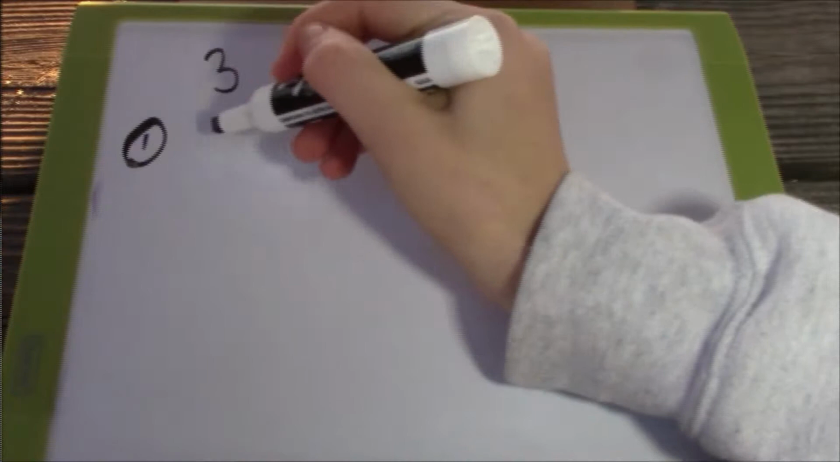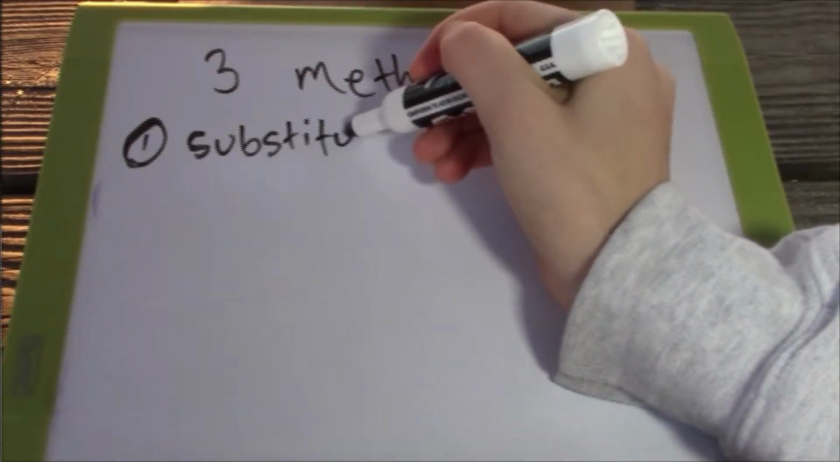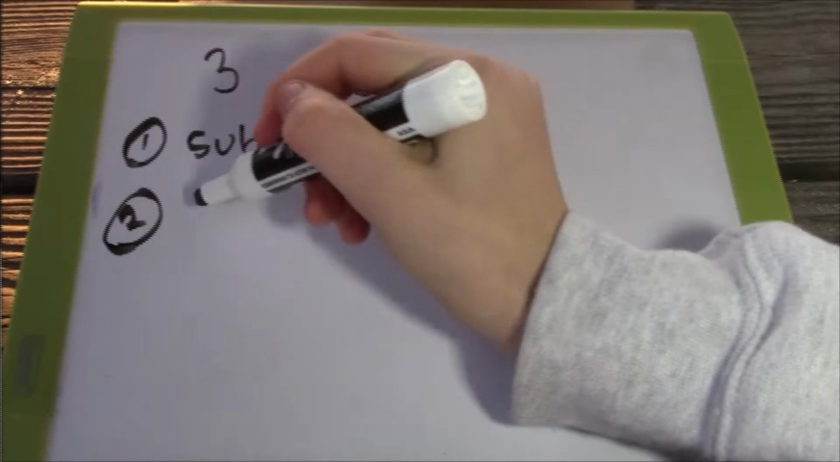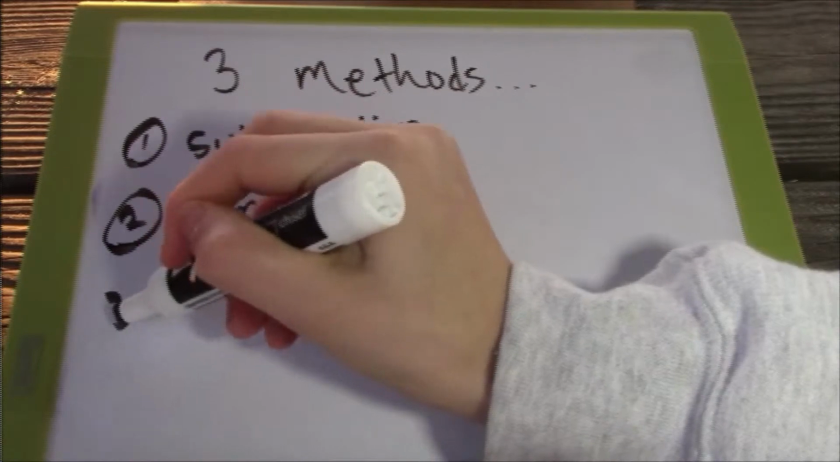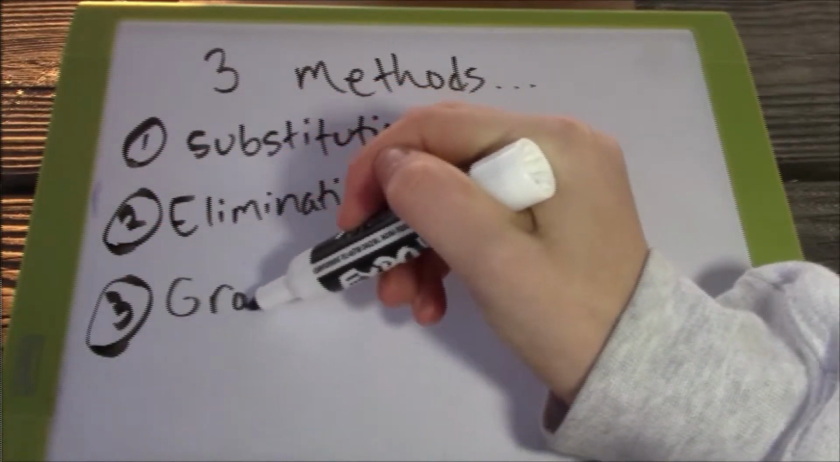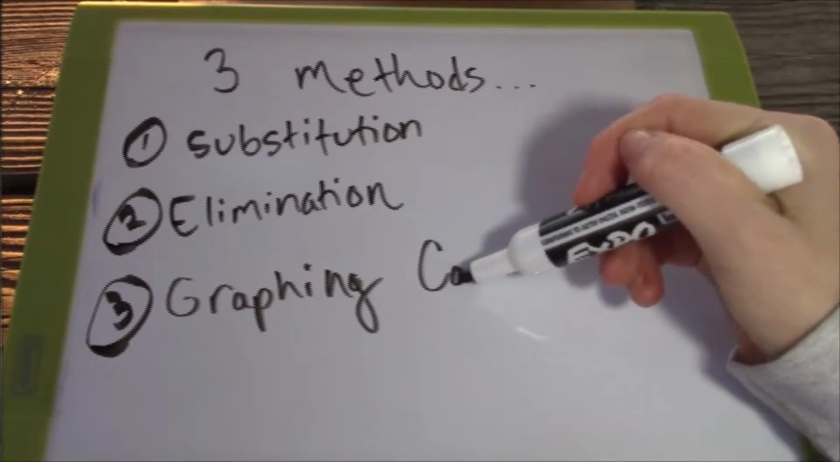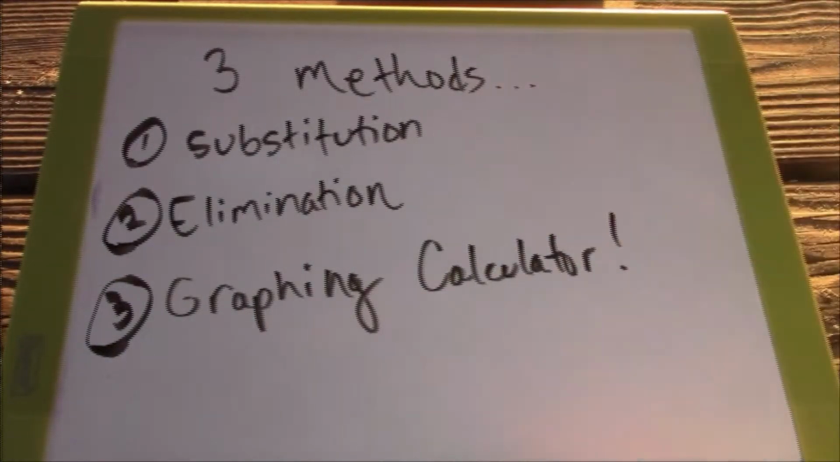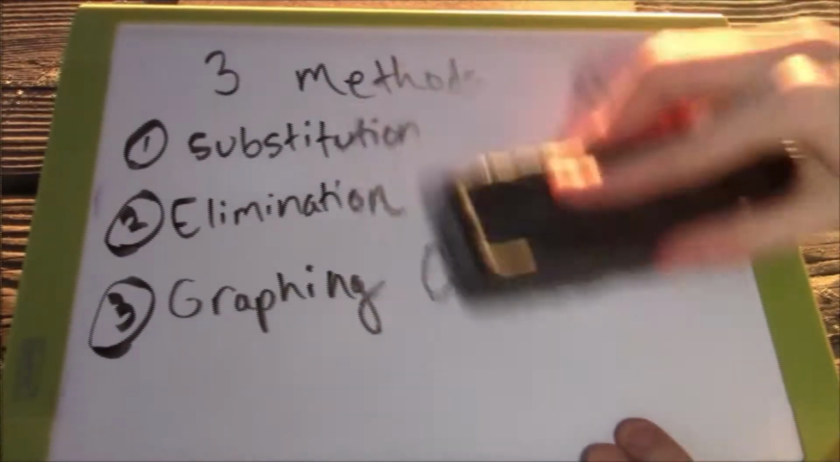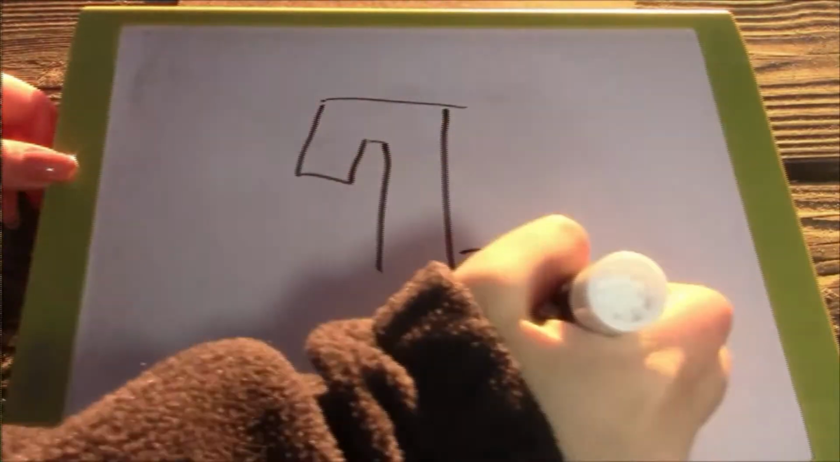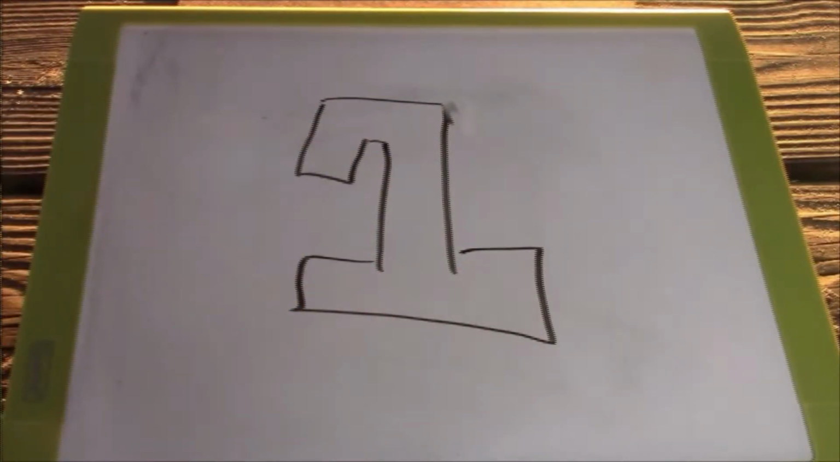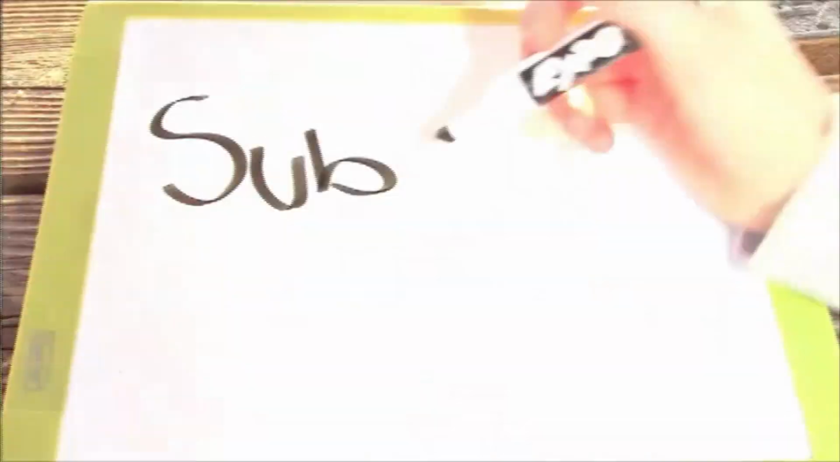The three methods we will be using to solve this problem are: number 1, substitution. Number 2, elimination. And number 3, using a graphing calculator. Method number 1: substitution.